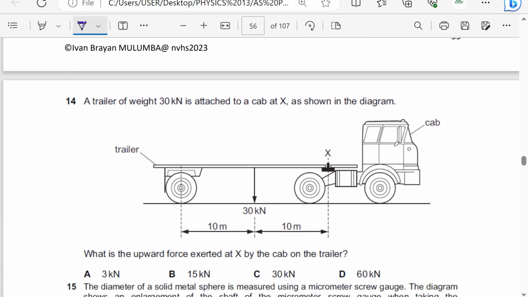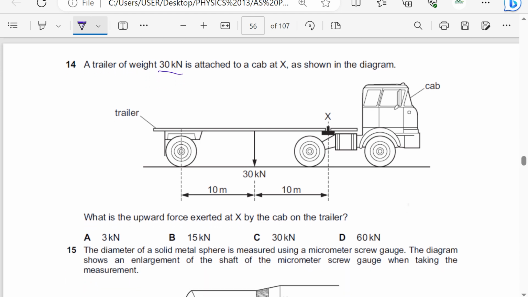A trailer of weight 30 kilonewtons is attached to a curb at X, as shown in the diagram. What is the upward force exerted at X by the curb on the trailer?